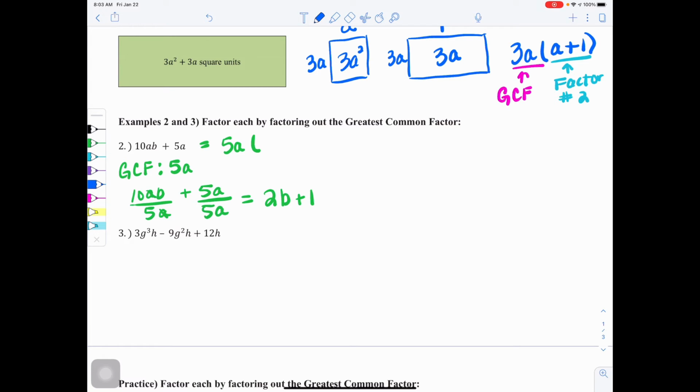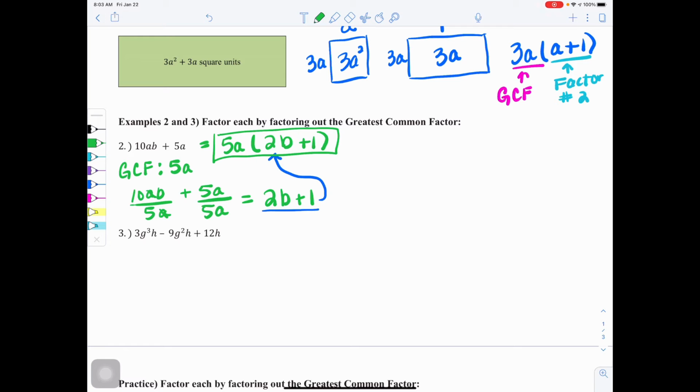Now this expression goes inside these parentheses. So we do 2b plus 1, and we close our parentheses. And this is my answer. That is 10ab plus 5a factored using the GCF.